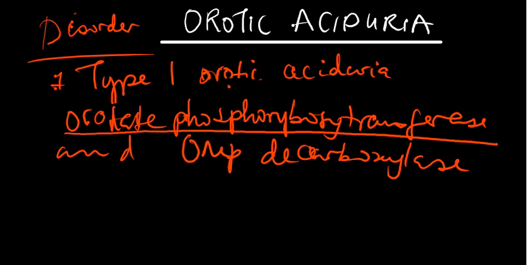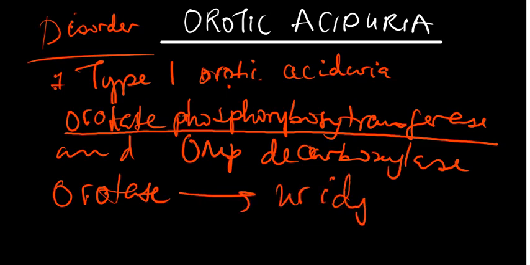So when they are affected, the orotate fails to be converted to uridylate. Okay, there will be failure of it being converted to something else. So when this happens, the orotate tends to accumulate in the blood, and as it accumulates, it results in growth retardation in that child, as well as megaloblastic anemia.